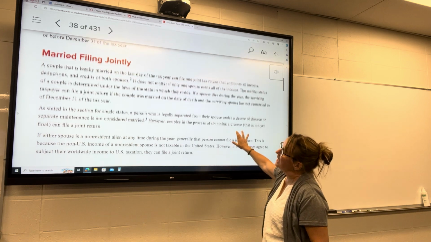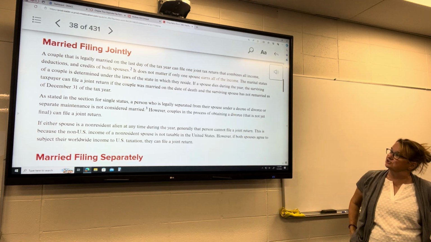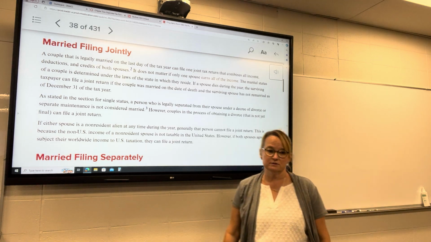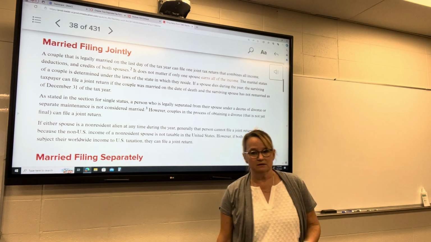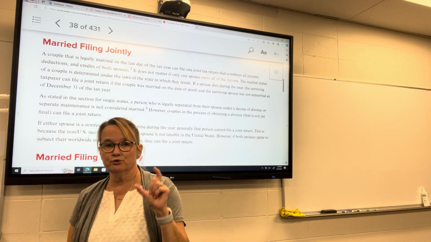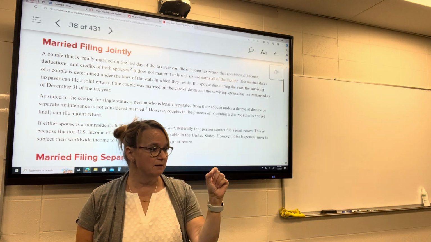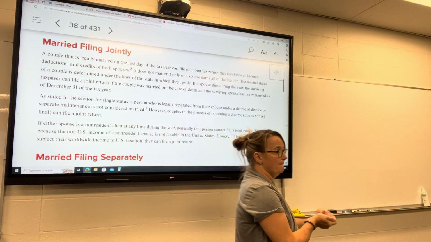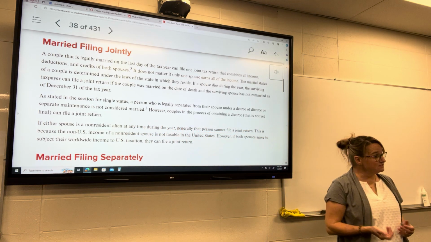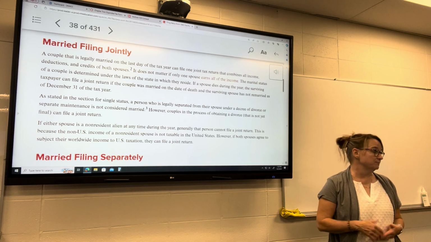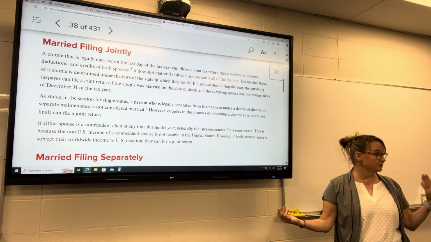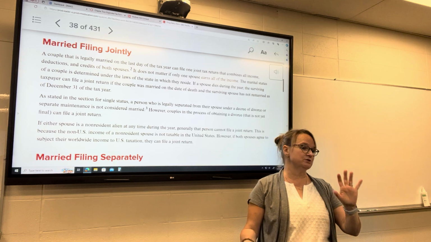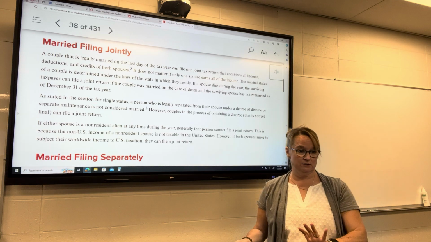All right, so a couple that is legally married on the last day of the tax year can file a joint return that combines all income, deductions, and credits of both spouses. We already saw, in chapter 1, we've got at least one problem where you've got individuals with two incomes that are combined. You have to add them together in order to determine the tax liability, right? So again, it's as of the last day of the year. So if you get married December 31st, it's as though you were married for the entire year. You get to file as married and get those usually more advantageous tax rates and credits and things for the entire year, okay?